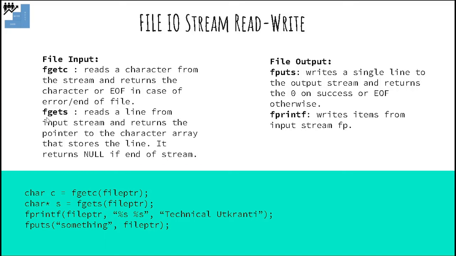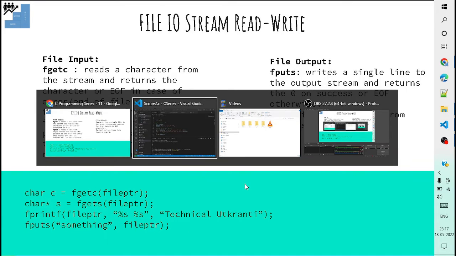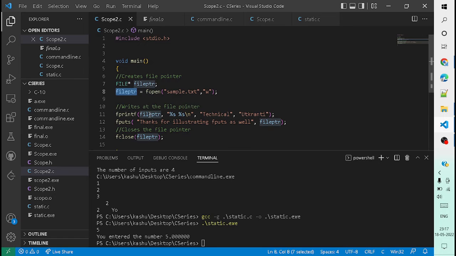So fgetc and fgets, these instructions are used to get the input from the file stream, and fputs, fprintf, these are some of the instructions to write the data on the file stream. I have given this illustration which you can try out for yourself. Over here, what I am doing is I am creating a file sample.txt which is converted to a file pointer. Now, on this file pointer, I am writing two strings using fprintf and one string using fputs.